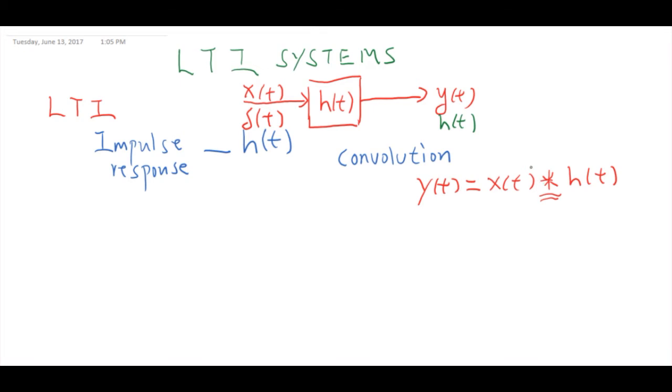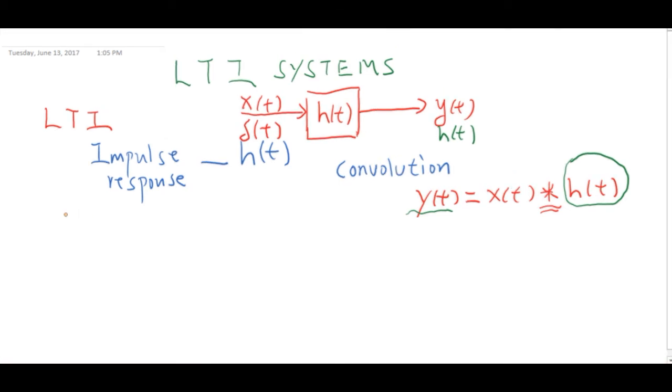Now, the good thing is we do not need to know all the details about the system. We only need to know h of t, the impulse response. Once we know the impulse response, we can find the output of the system for whatever input x of t. Another way to do it is by the transfer function.